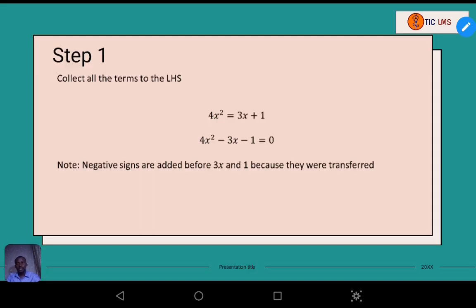Now let's look at the first step. It says that we should collect all the terms to the left hand side. So originally what we have is 4x squared equals 3x plus 1. So we want to move 3x plus 1 from the right hand side to the left hand side. Take note of the change in the sign. The positive 3x has changed to negative 3x, and then the positive 1 has changed to negative 1.